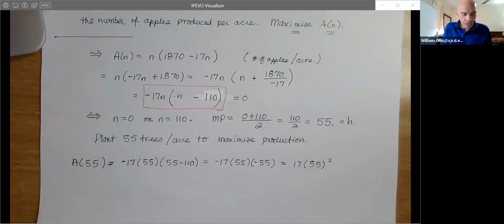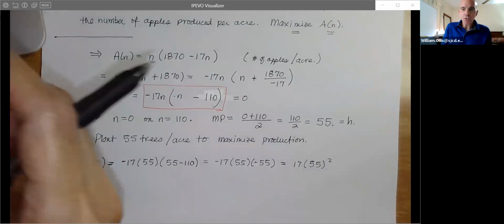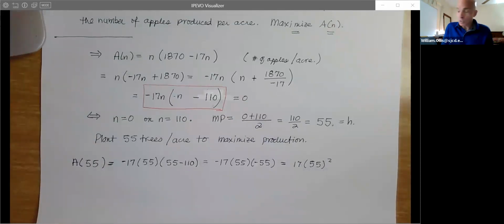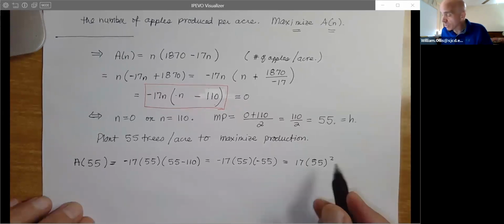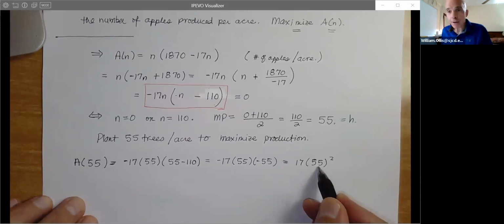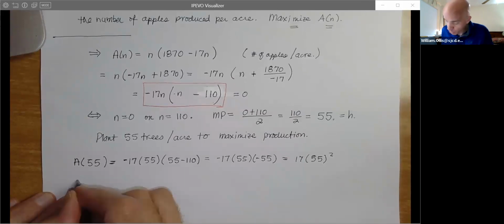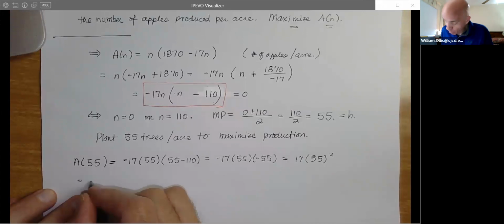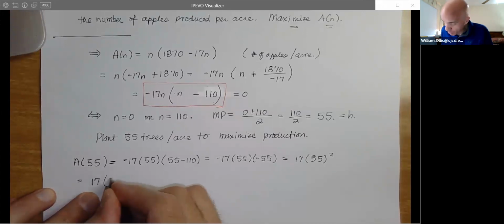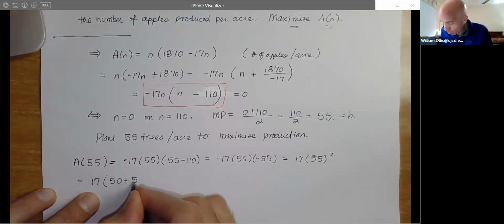Now, here's something that we can actually do to make this problem somewhat doable with symbolic computation. That is, we can rewrite the 55 as 50 plus 5. So here's another trick you can do to improve your arithmetic skills. So we'll have 17 times, and use the binomial theorem, 50 plus 5 quantity squared.